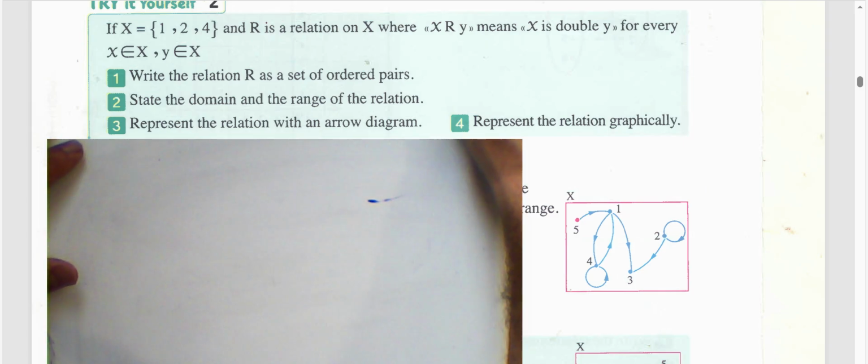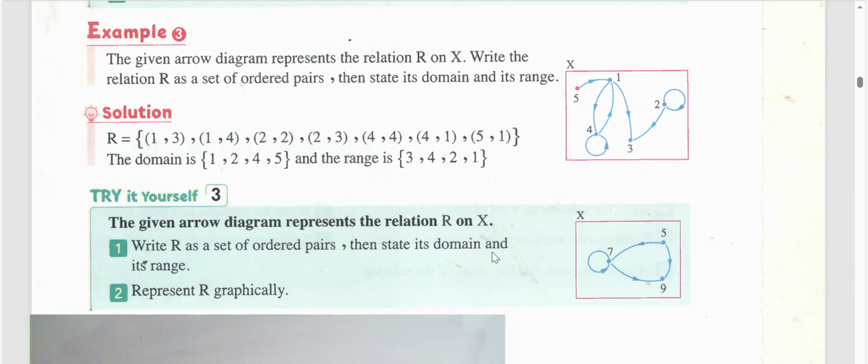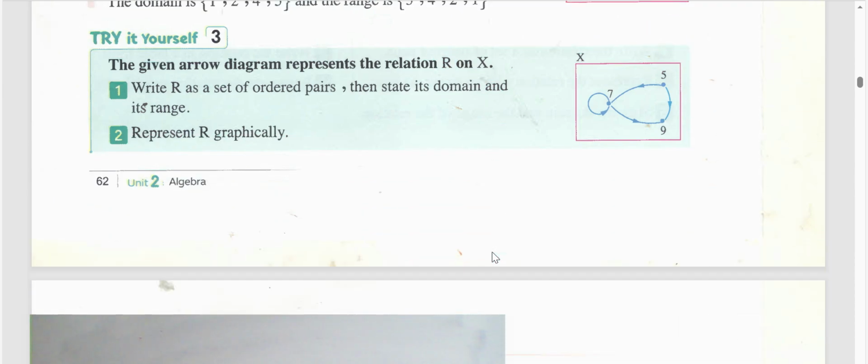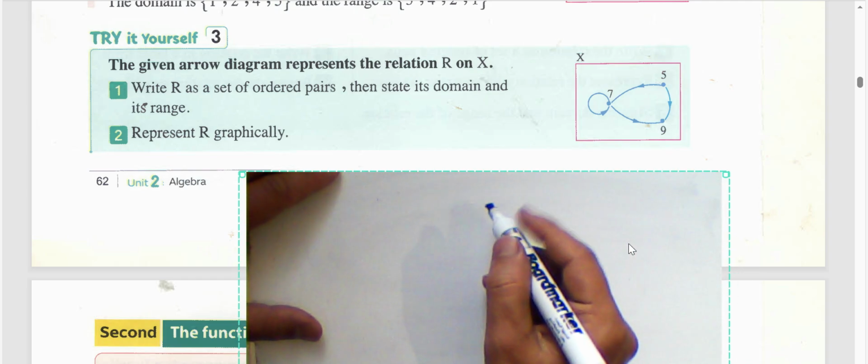Number 4. Okay, I finished now. Now we complete how to find the product between two sets. Write the relation from the drawing. Okay, first look at the ray going from 7 to itself.